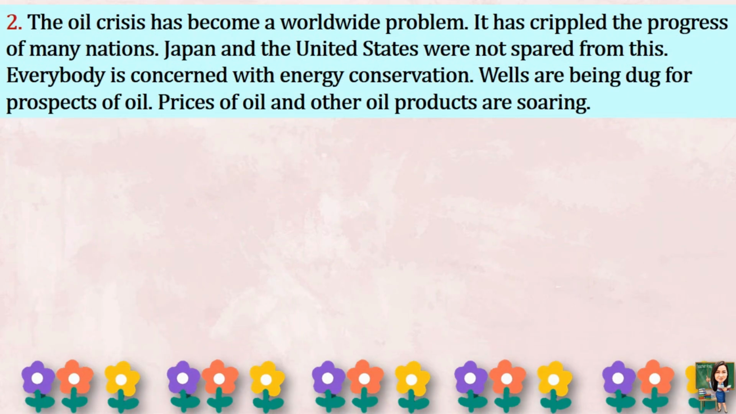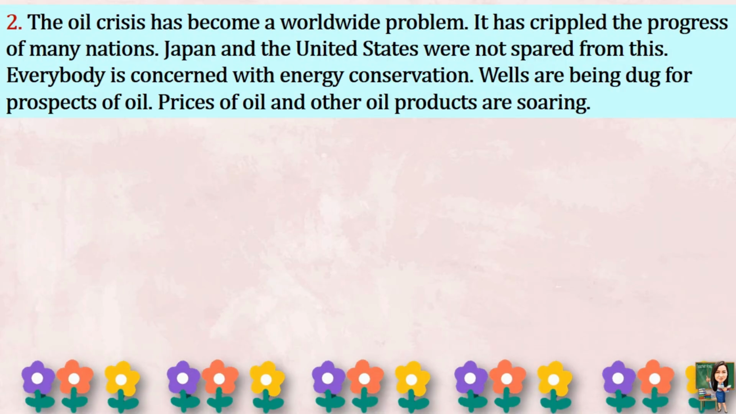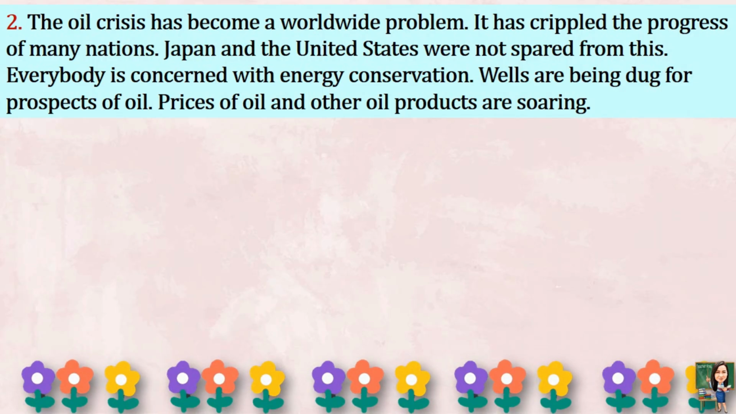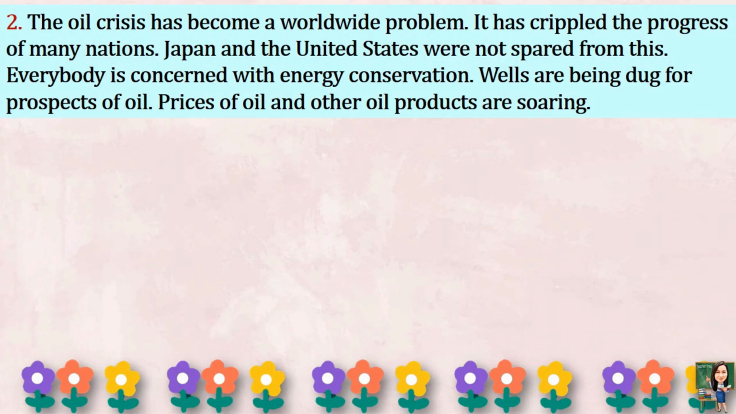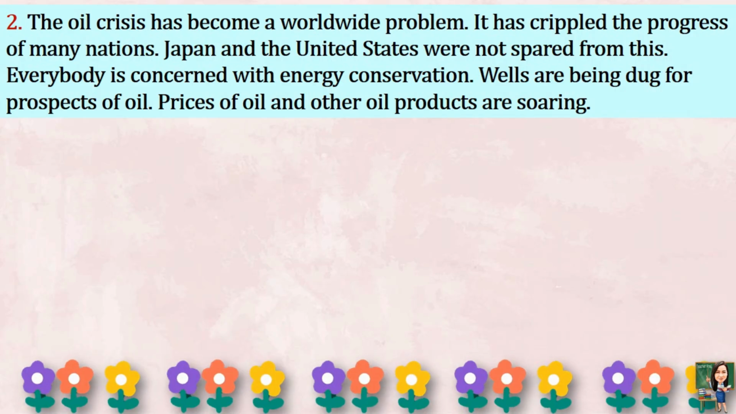Second paragraph. The oil crisis has become a worldwide problem. It has crippled the progress of many nations. Japan and the United States were not spared from this. Everybody is concerned with energy conservation. Wells are being dug for prospects of oil. Prices of oil and other oil products are soaring.